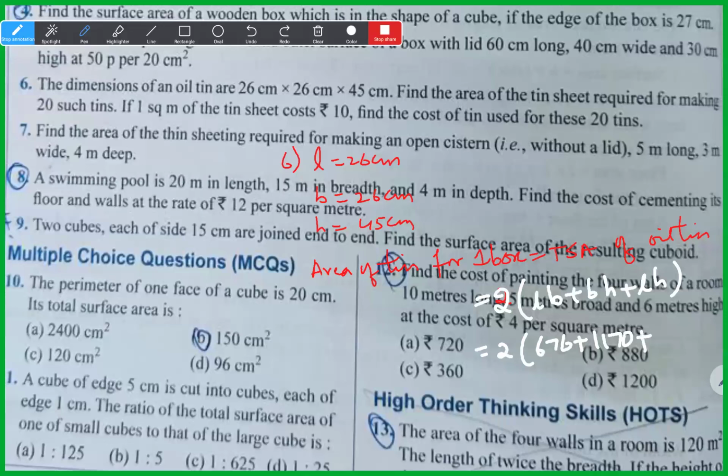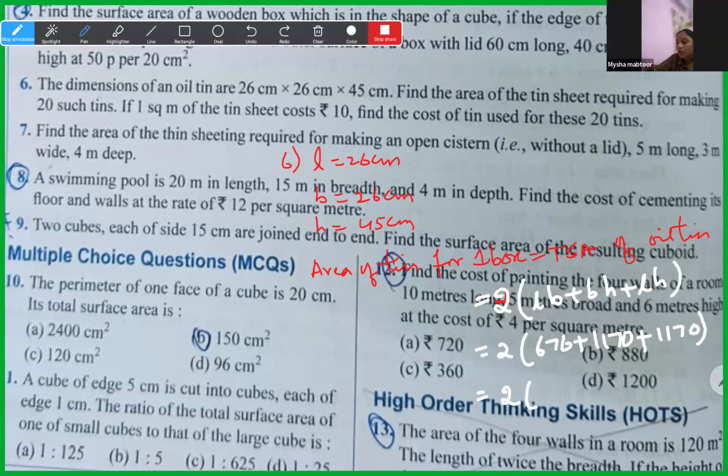LH, 45 into 26. Actually, I should give you time to do these multiplications also, because in the exam you have to do them. But I'm going a little fast because we have syllabus to cover as of now. But I think you will not make mistakes with these multiplications. So 45 into 26, 1170. This is also 1170. So then 2 into this: 2 into 676 plus.